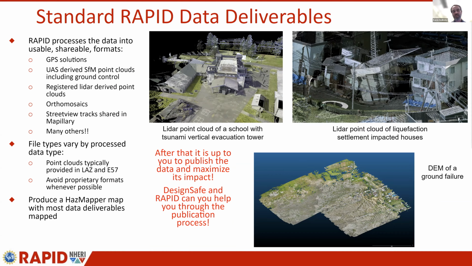That can include things like finding OPUS solutions for GPS points, creating structure from motion derived point clouds from UAS images, registering LiDAR point clouds together for a particular site, creating orthomosaics, creating street view, and pushing those to Mapillary, and many others, depending on the instruments and the data types that were collected. I'm showing you a few examples of processed data sets here.